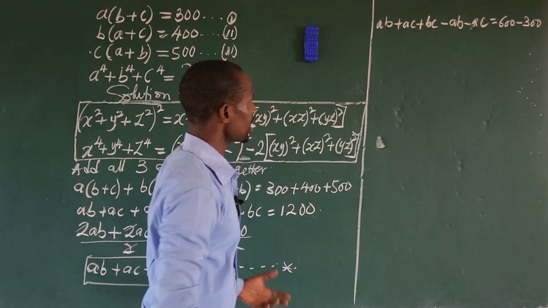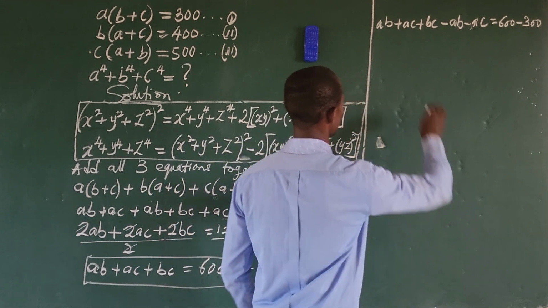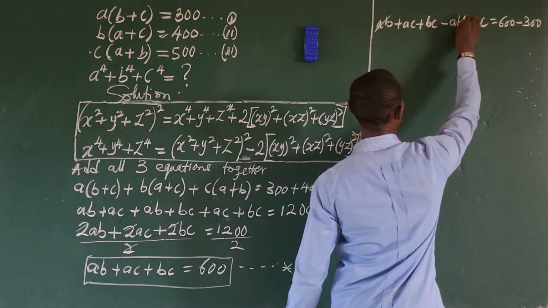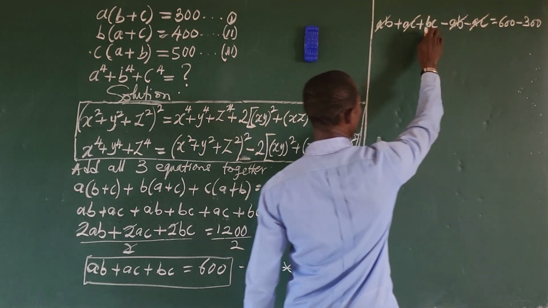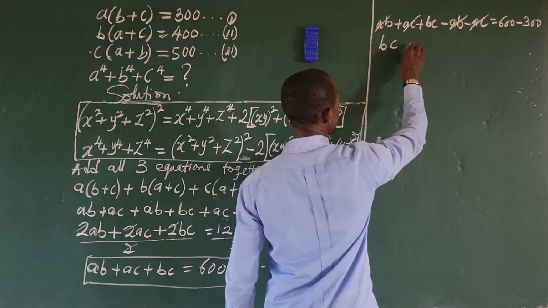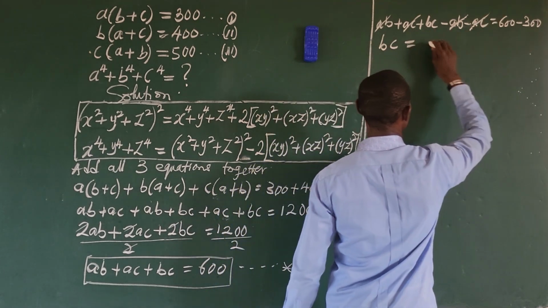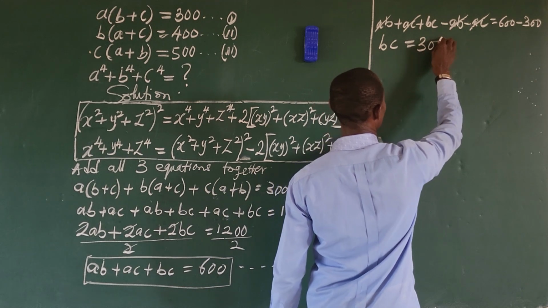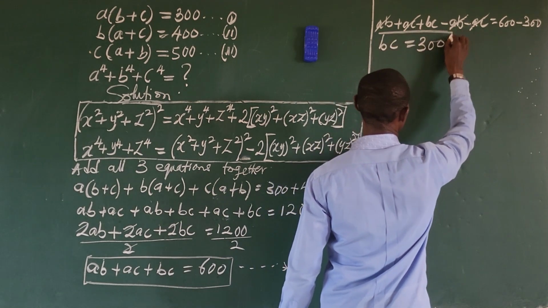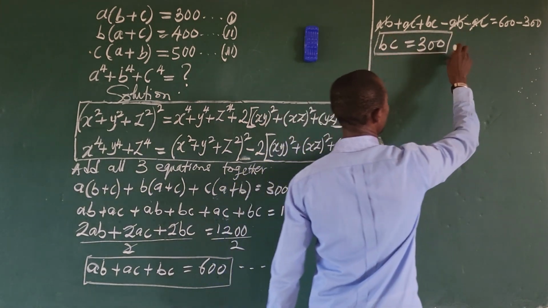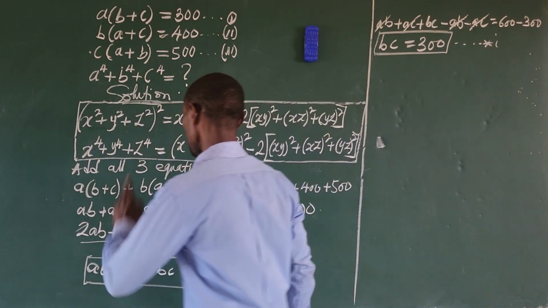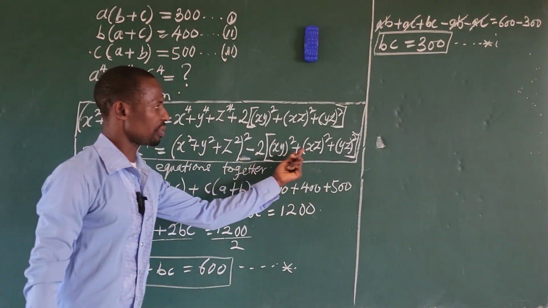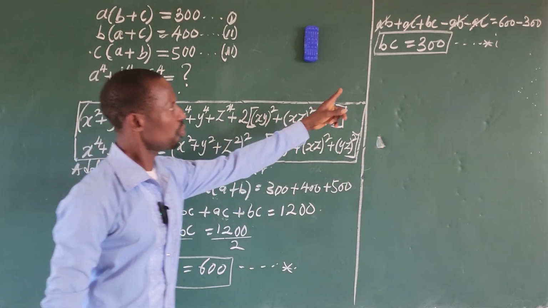Easy. So let's look at the terms that cancel out. We have our AB here, it goes with our AB here. Our AC here goes with our AC here. We are left with BC. So we have BC equal to 300. Let's give this as equation star I. Remember the things we are looking for. Okay, so we got one of them, BC.